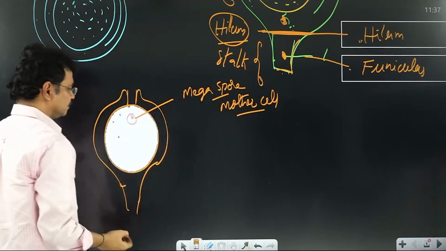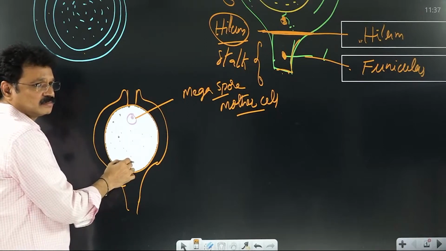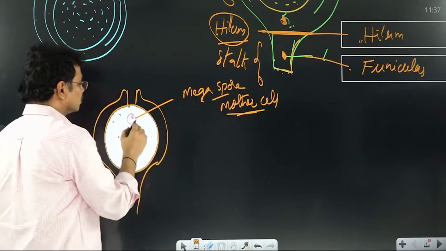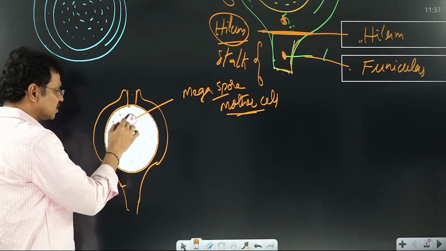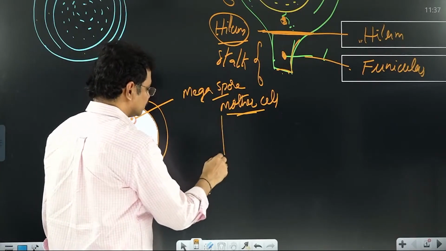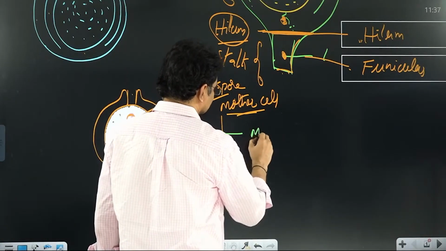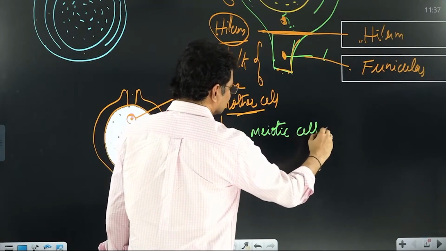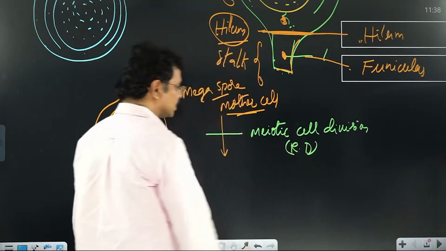Here is a simple question. How many cells are found in the nucellar tissue? Unlimited number of cells. But how many megaspore mother cells are found? Only one per ovule. Out of many cells, only one cell of the nucellar tissue is modified into the megaspore mother cell. This cell has the potential and is capable of undergoing meiotic cell division. What is another name of meiotic cell division? Reductional division, RD, full form reductional division.